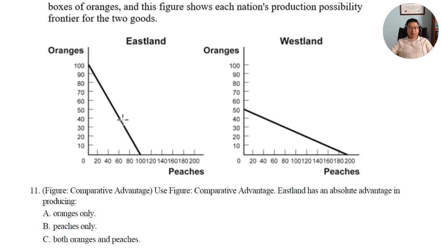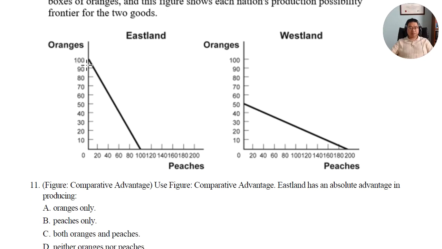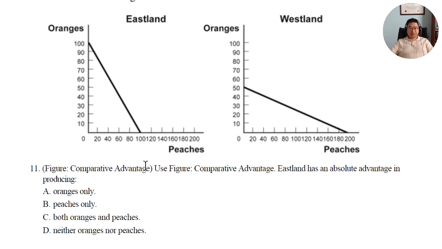So, Eastland has 100 boxes of oranges, right? 100 boxes of peaches. Westland, 50 boxes of oranges and 200 boxes of peaches. This is basically a straight line, and we assume the opportunity cost is constant when the production possibility frontier is a straight line. Okay.